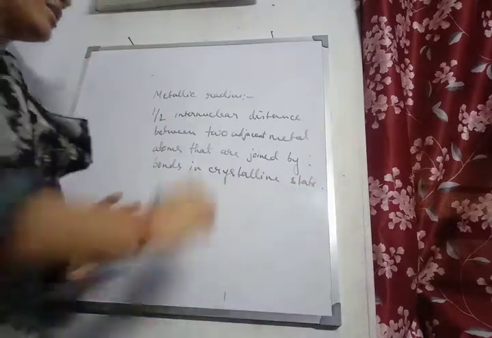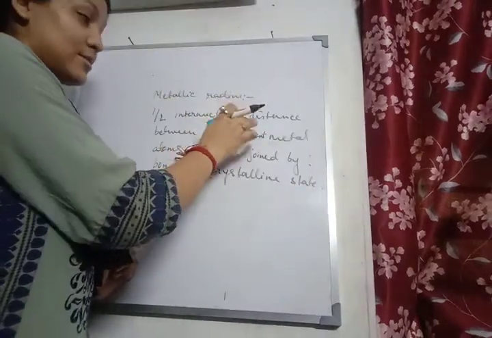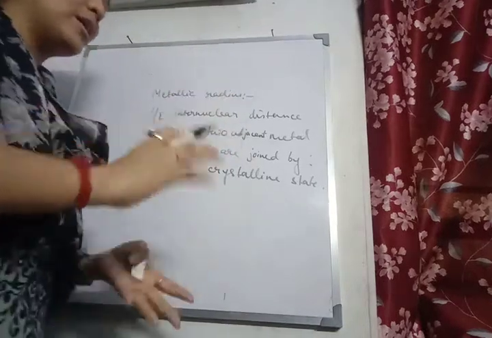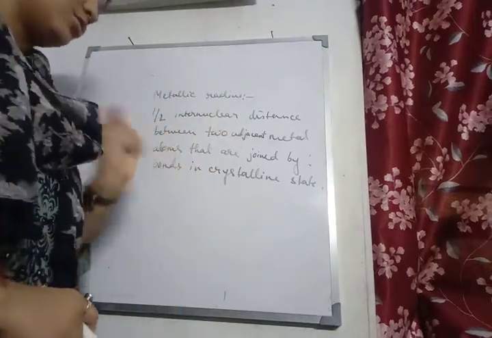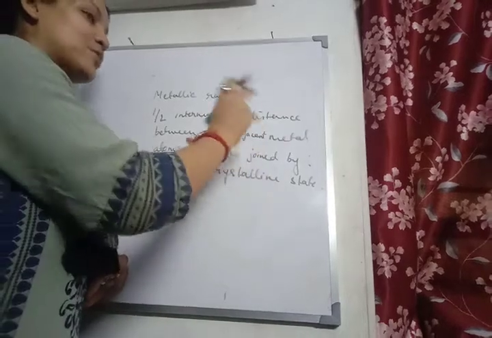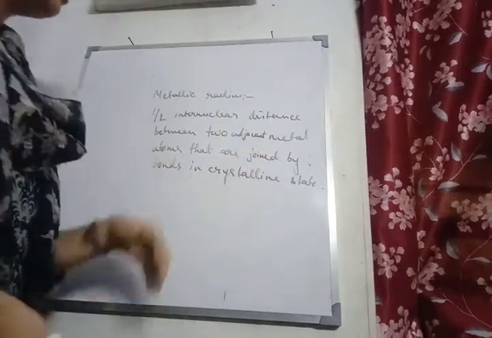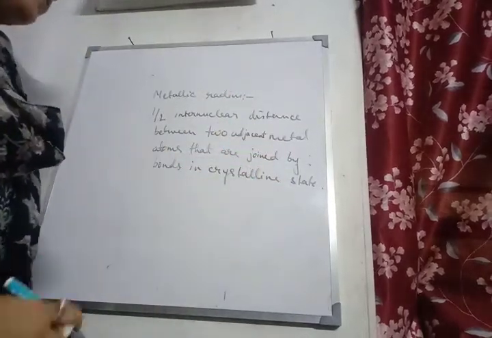And when we say half the internuclear distance, the bond should be between similar atoms, not different atoms. Like here, the metal has to be the same. We cannot consider two different metals in the metallic bond.